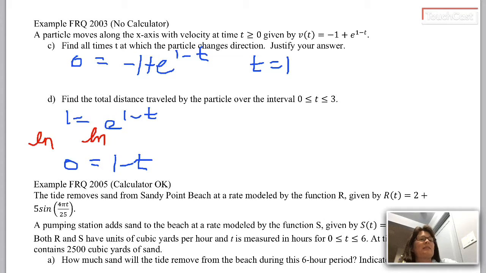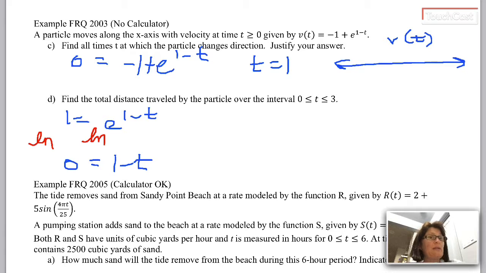T equals 1. I can make a sign chart for velocity, v of t, and remember this is good for all times t greater than 0. The only solution of velocity equals 0 was when time equaled 1. And I can ask myself, to the left of 1, what if I used values smaller than 1 as t? So let's say I used 1/2. So it's 1 minus 1/2, I'd have e to the 1/2.